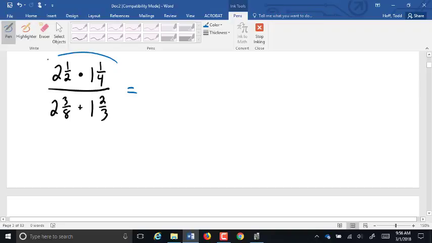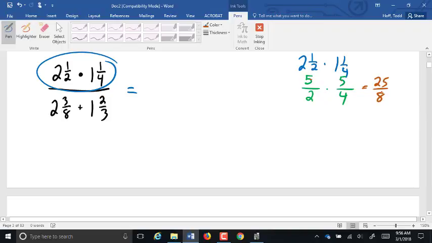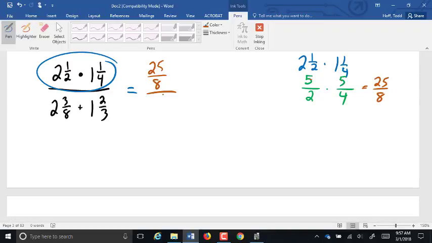We do the top first. What is 2 1/2 times 1 1/4? 2 1/2 times 1 1/4. It's going to become 2 1/2 becomes 5 halves. 1 1/4 becomes 5/4. Now that looks like it should cancel out nicely, but it doesn't cancel out at all. 5 times 5 is 25, and 2 times 4 is 8. Now I could reduce that to 3 1/8, but I'm not going to. I'm going to leave it like that because my next step is going to be divide, and when I divide, I have to have it as improper fractions anyway.